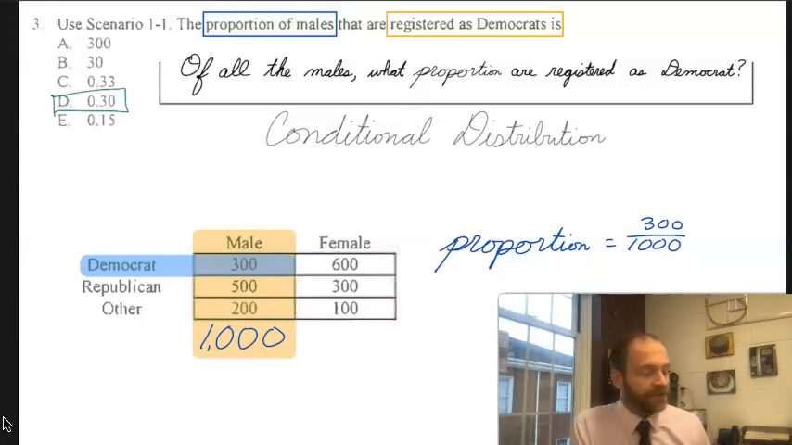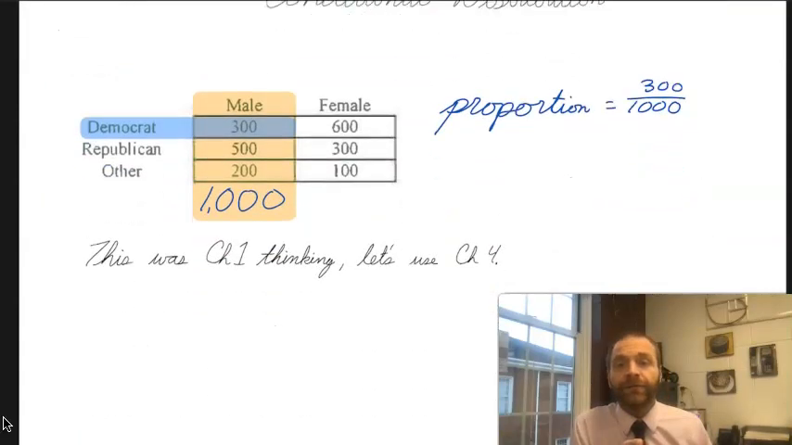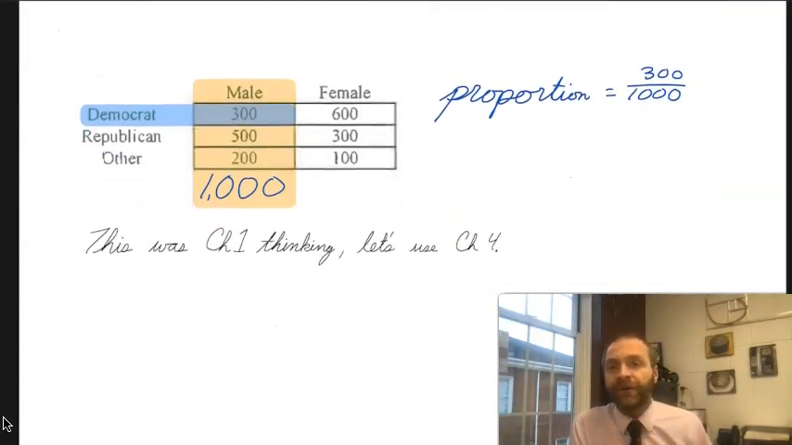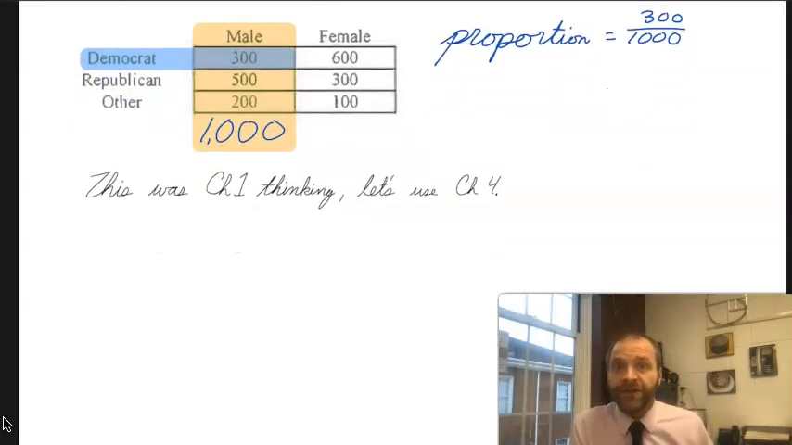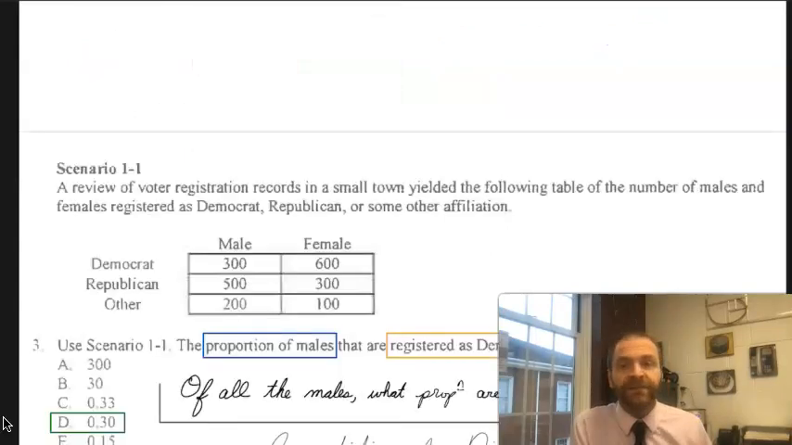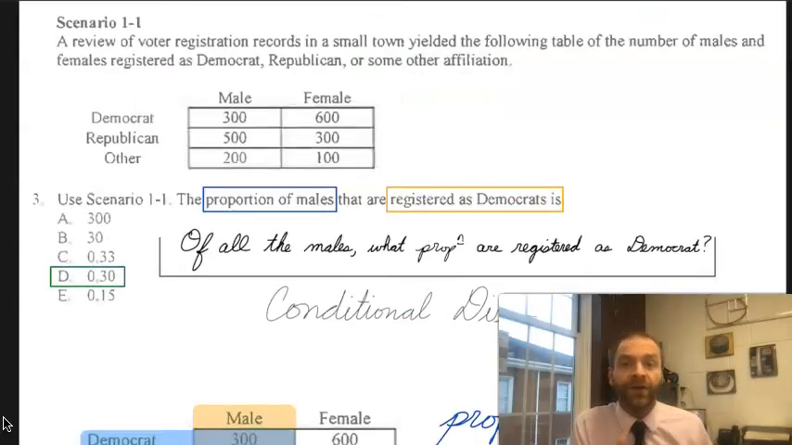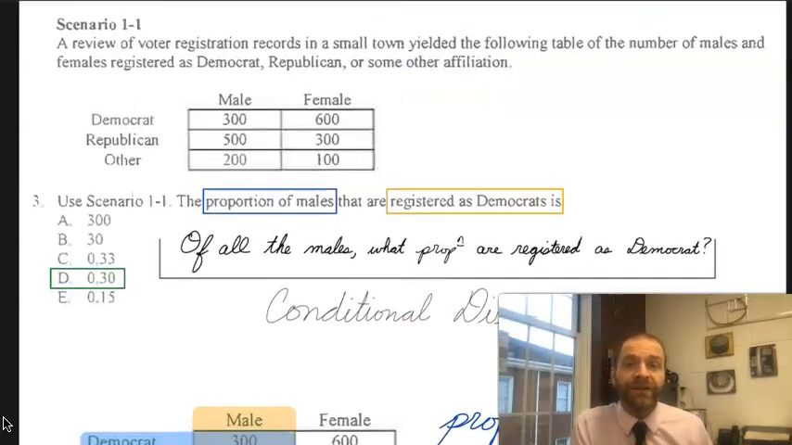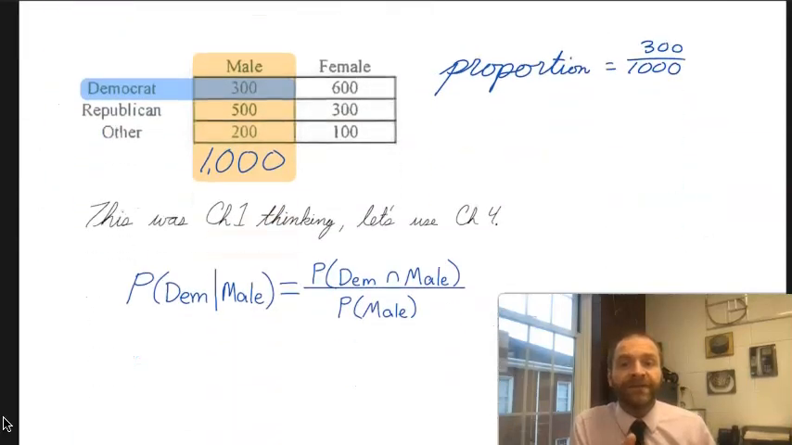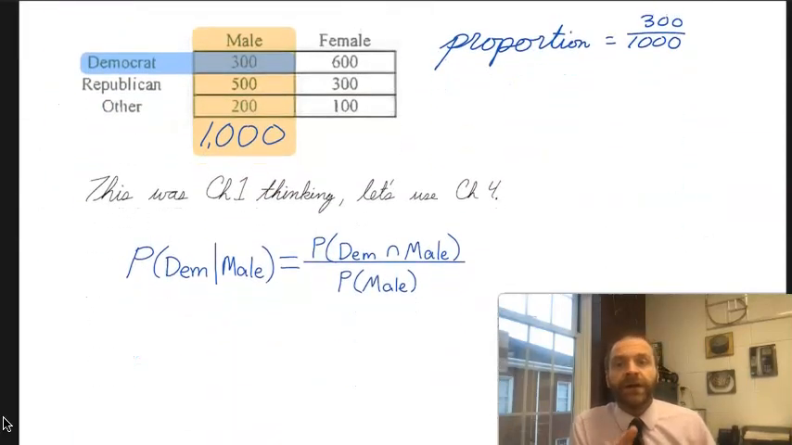Now, this was thinking of it from a chapter 1 point of view because these questions are from chapter 1. I could also think of it from a chapter 4 point of view. We also looked at conditional distributions in chapter 4, but we called them conditional probabilities. And so in this case, if I want to find what proportion of all the males are registered as Democrats, really what I'm dealing with is a conditional probability. What's the probability of registered Democrats, given that I'm looking at the males.